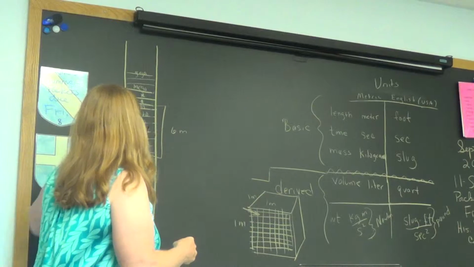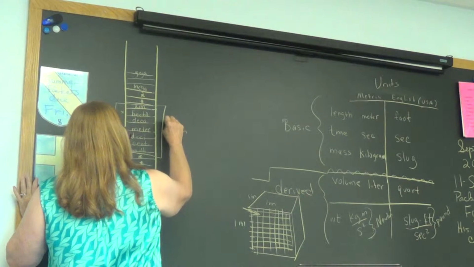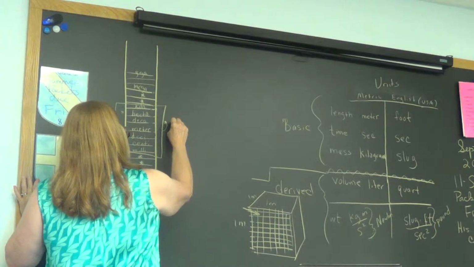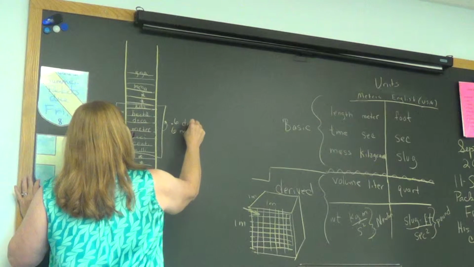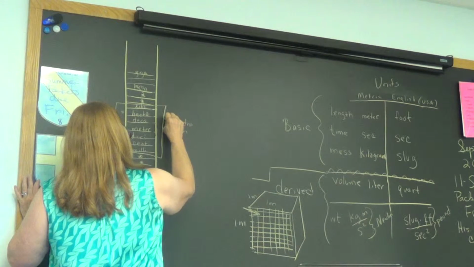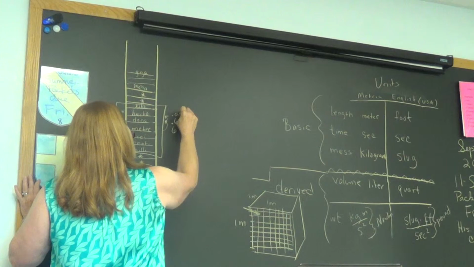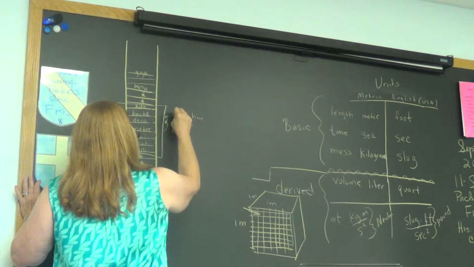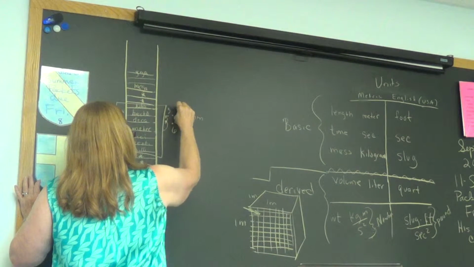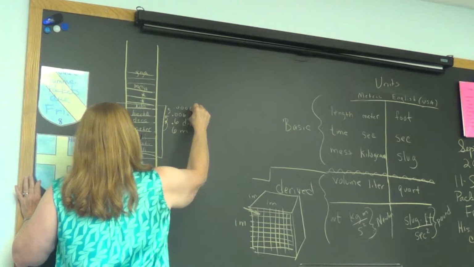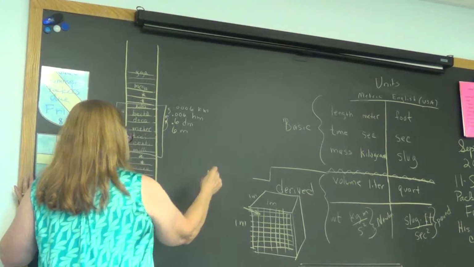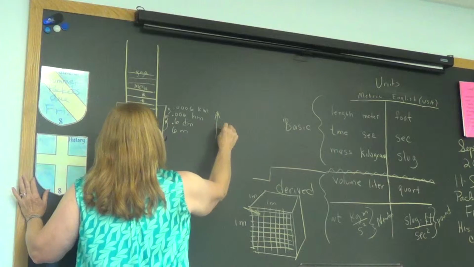If I have 6 meters, I can go up the ladder, and that means I have 0.6 decameters, and it means I have 0.006 hectometers, and I have 0.0006 kilometers. So as I go up the ladder, I am dividing.